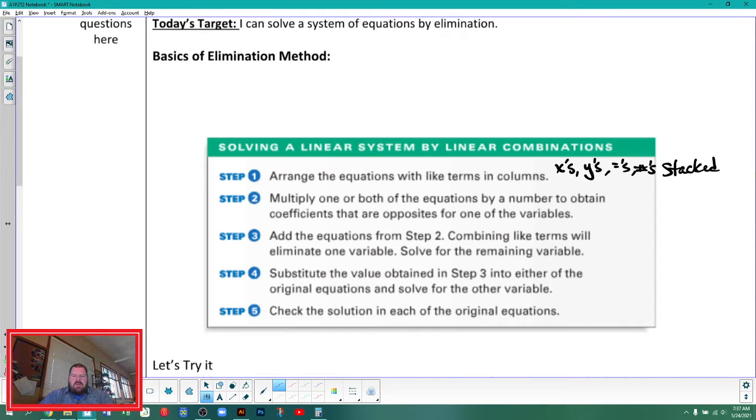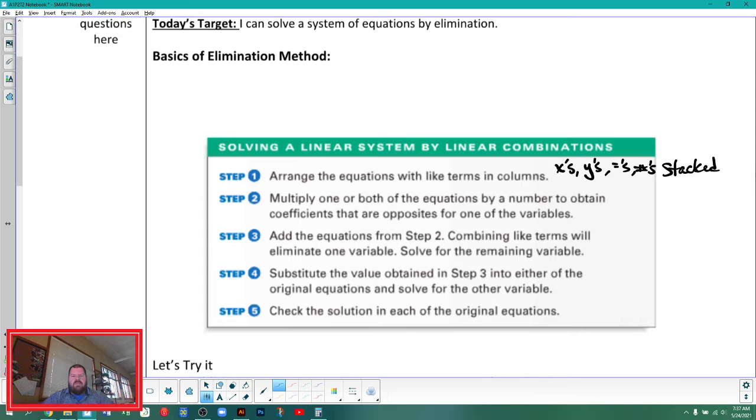Then we want to multiply one or both of the equations by a number to obtain coefficients that are opposites for one of the variables. I think of this in multiple ways, but this is a one size fits all. I'll talk about some different ways to do this, but sometimes you'll need to do this, sometimes you won't. That goes for all these steps, at least steps 1 and 2.